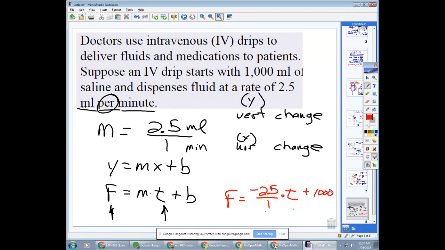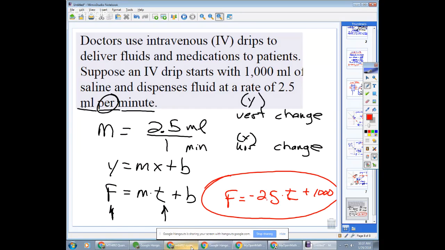Now I did over 1, that's not necessary. I'm just reminding you slope always is a fraction, even if we don't write it that way. So technically, the way I would write it is without the 1 in the denominator. I would just say it's negative 2.5 times t plus 1,000. And so that's the equation that guides this situation. We're losing 2.5 milliliters per minute from the IV bag. We started at 1,000.